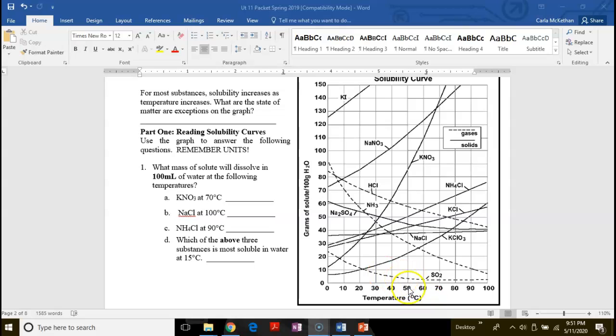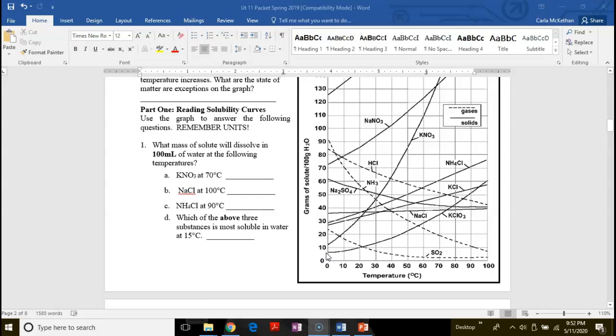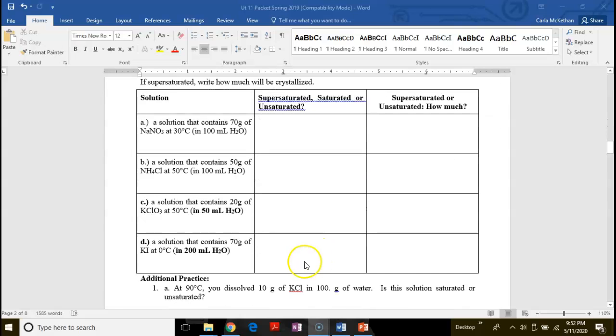So at 50 degrees right here, and then it says potassium chlorate. Potassium chlorate's line is right here. This is the line for potassium chlorate. You can see it right here. So at 50 degrees, potassium chlorate, go to your left with a straight line. I have this about 22 grams. So I'm going to write down my max so I can keep track.